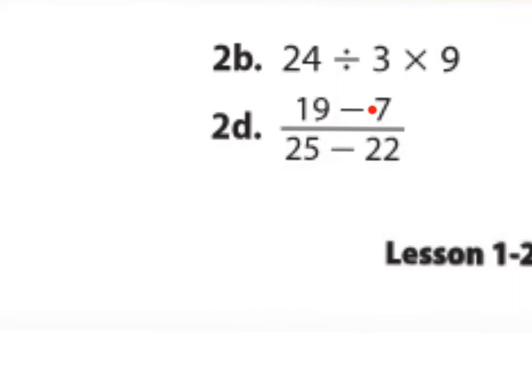I will solve for my numerator first and my denominator. So what I would do is I would just simply write my fraction again. I solve the top. 19 minus 7 is 12. And on the bottom, 25 minus 22 is 3. And now we just have an improper fraction, or we could say a division, where we take the top and divide it by the bottom. 12 divided by 3 is 4.